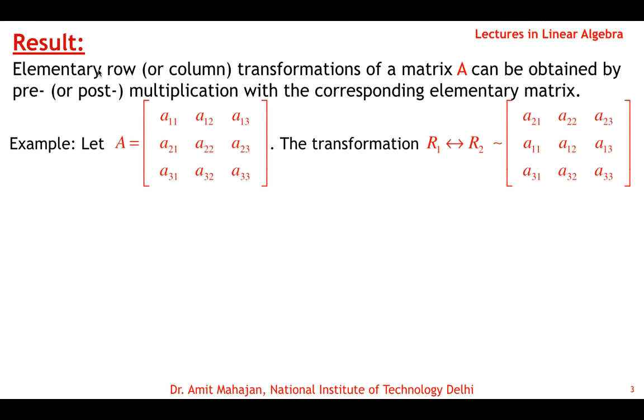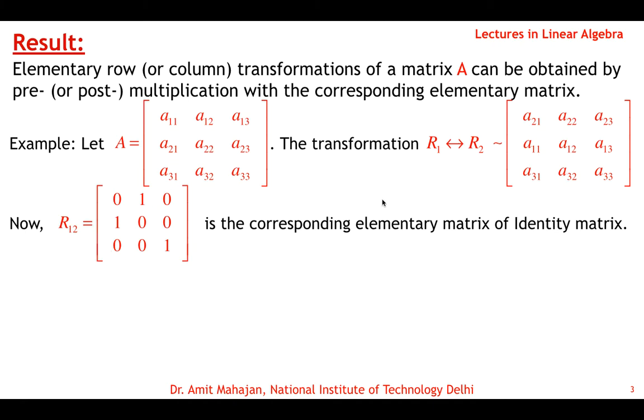Now this method says that if you apply an elementary row transformation on matrix A, so that from the A matrix you obtain this new matrix, this can be done by pre-multiplication with the corresponding elementary matrix. So by using the same transformation, if I calculate first the corresponding elementary matrix, here the size is 3 by 3. So if I transform the 3 by 3 identity matrix by row 1 interchange row 2, then this matrix will be the corresponding elementary matrix of identity. So row 1 and row 2 are interchanged in the identity matrix. The same transformation is applied on the identity matrix.